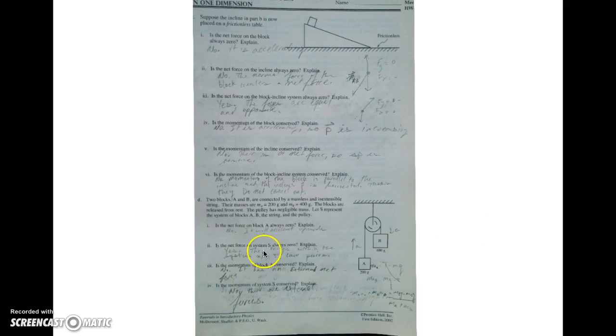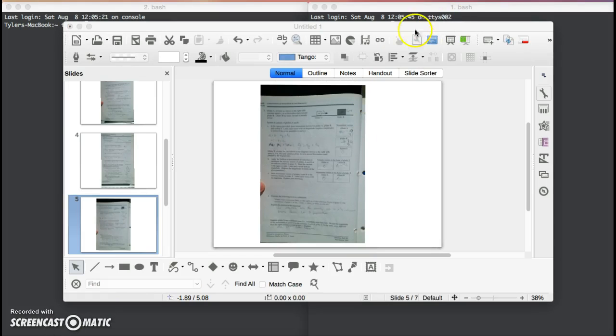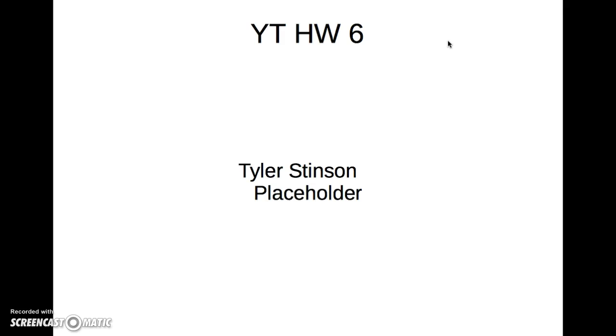Is the net force on system S always zero? One second. All right, sorry about that. I have to check my answer again. This homework is a bit trickier than some of the older ones.